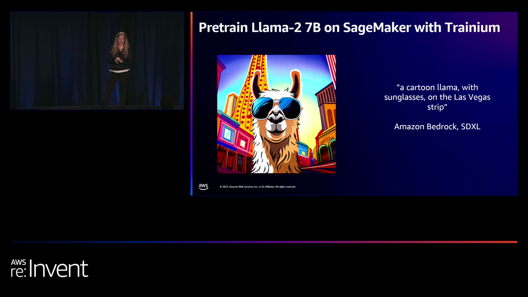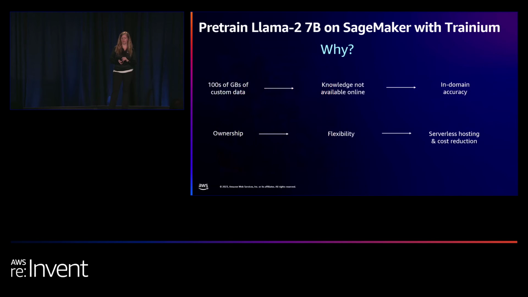So what is this demo? So we're going to be pre-training Llama 2. Of course, I got a little visual for you. So this is a cartoon llama with sunglasses on the Las Vegas Strip from Bedrock. And so we're going to pre-train a 7 billion parameter Llama on SageMaker. Now, why are we going to do this? Why is this a useful exercise?